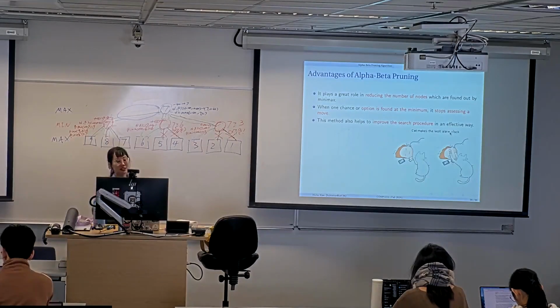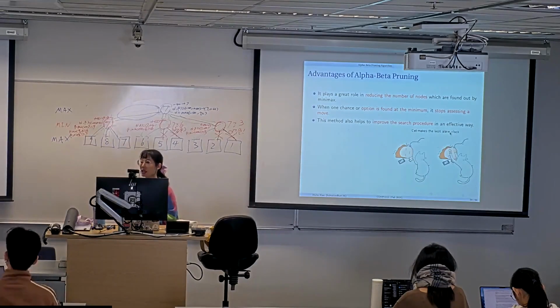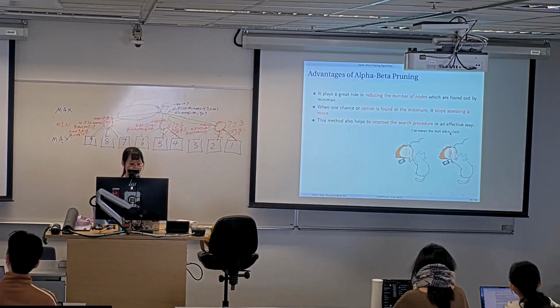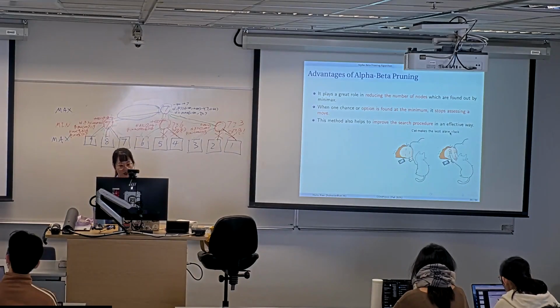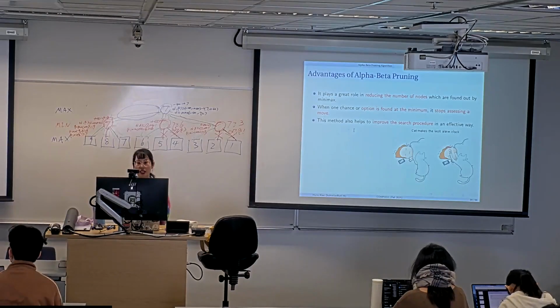Then let's see some analysis of the alpha beta pruning advantages. The advantages are very significant, actually. We already saw that from the motivation, right? It plays a great role in reducing the number of nodes which are explored by Minimax. In Minimax, we have to evaluate all the nodes, but in alpha beta pruning, some nodes are just pruned. And when one option is found to be worse, it stops assessing a move and saves some time. This method also helps to improve the search procedure in an effective way. So now the memory is reduced and also the computation time is reduced, which is very good.